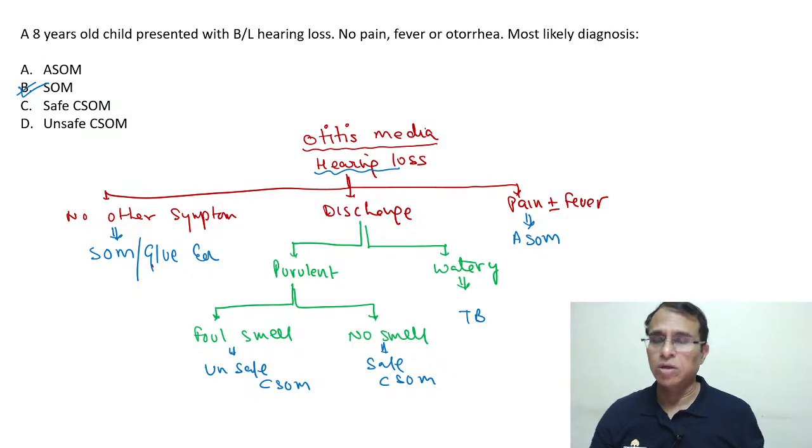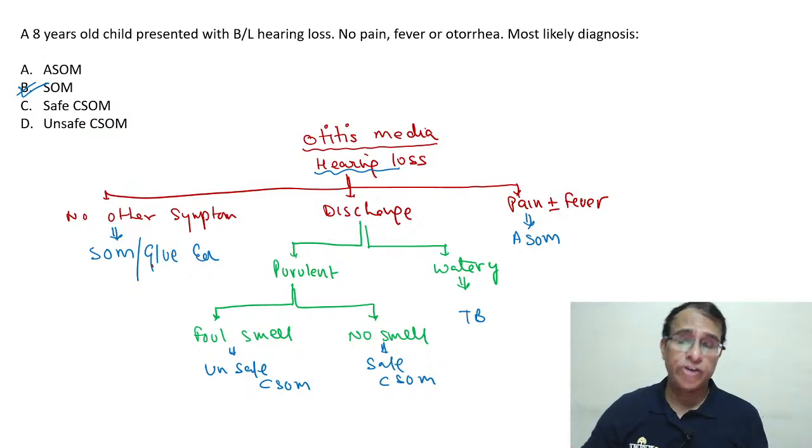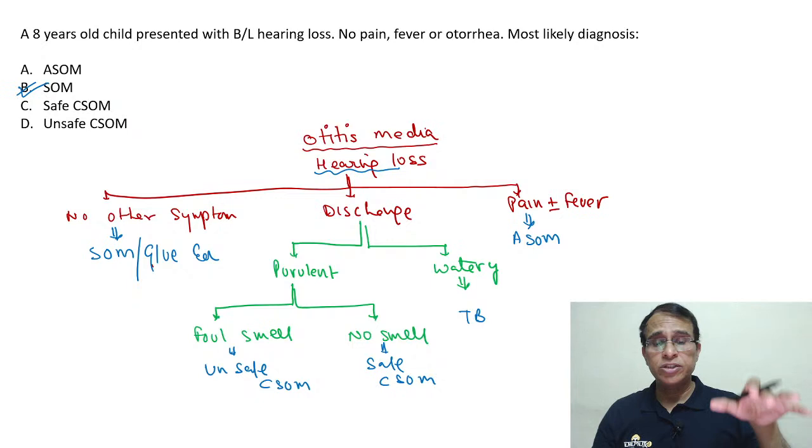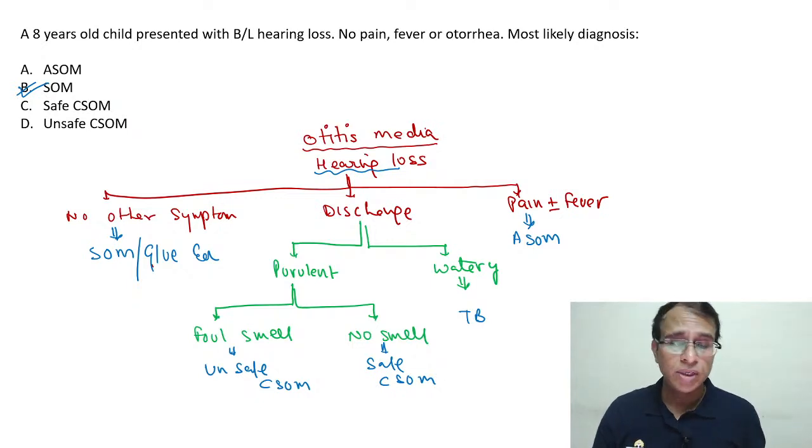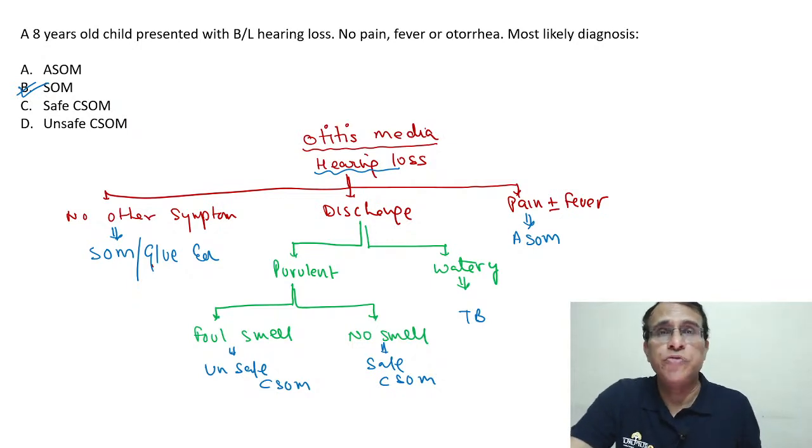So you know this already. But once again, I reiterate that please note this table, this chart that I have given you. It can be very, very helpful if you get a question like this. Just look at it at the last moment before you go for the exam. It should be very useful for you. Okay.